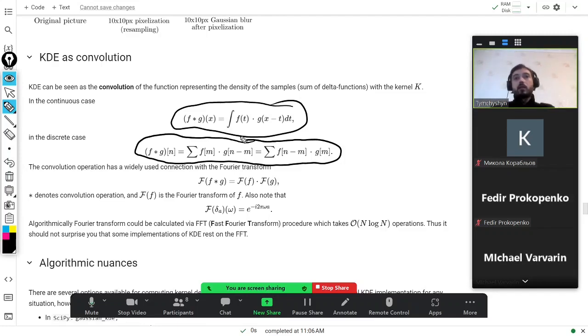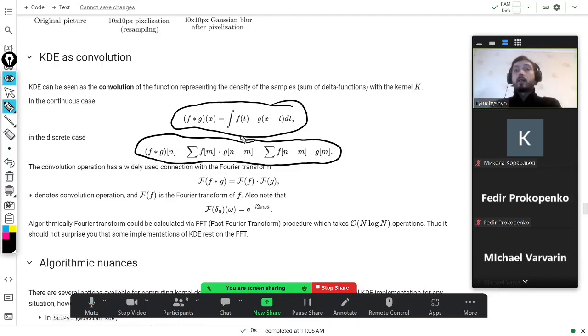Yes, absolutely correct. So the Fourier transform of the convolution is equal to the product of Fourier transforms of the original functions. So in the Fourier space, the convolution just transforms into plain old multiplication. And that's really good. What else is really good?